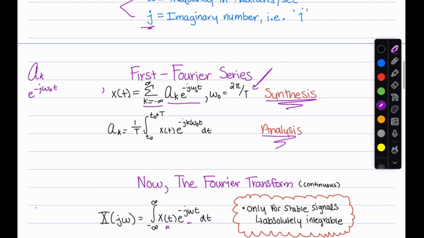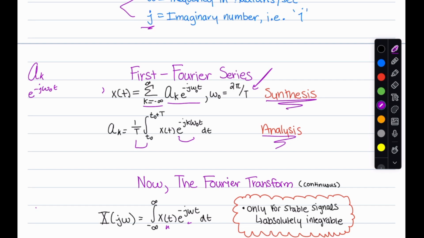And now, the natural question that comes next is, okay, how do we determine what a sub k is? That's simply the analysis equation. All it's saying is we're going to take an integral over one period of the original function x of t and multiply it by, or technically a better term is convolve it with, this term e to the negative j k omega naught t, and the integral of that function is basically going to be our constant, a sub k.